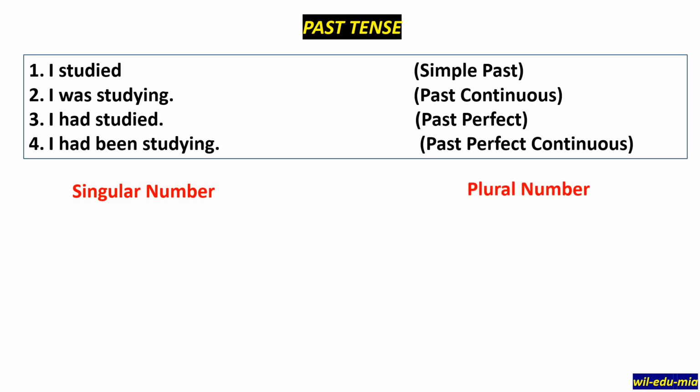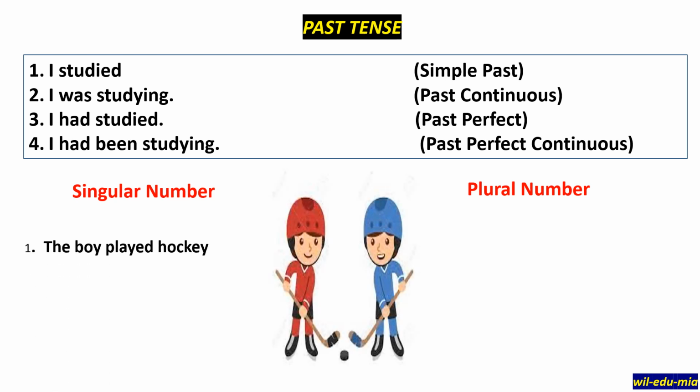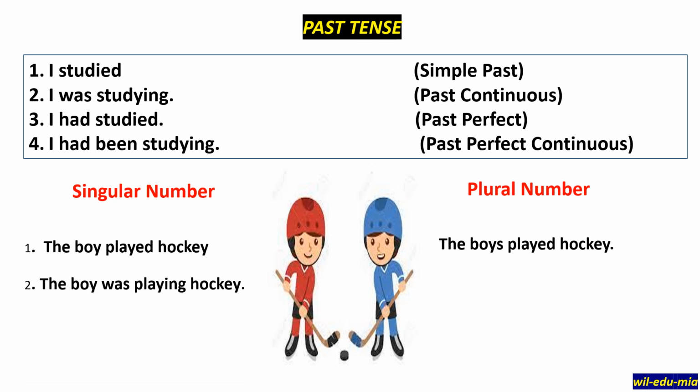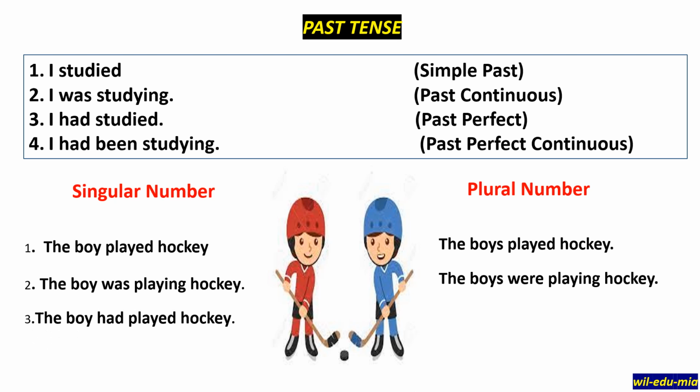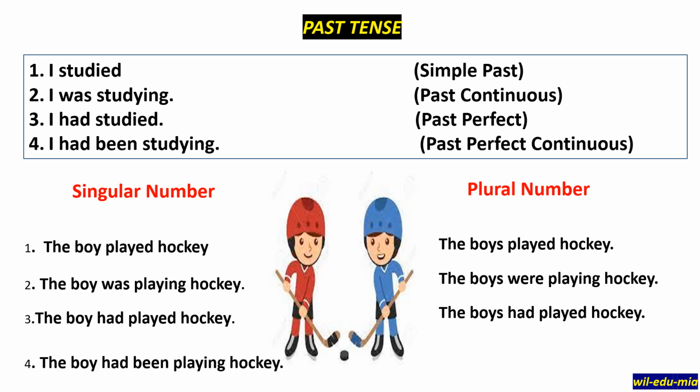Now we'll see the singular number and the plural number of the subjects, how the verbs change. The boy played hockey. Now when the subject changes to plural, the boys played hockey. There's no change in the verb. Second one, the boy was playing hockey. The boys were playing hockey. Were. Third one, the boy had played hockey. The boys had played hockey. No change. The boy had been playing hockey. The boys had been playing hockey. No change in the verb.